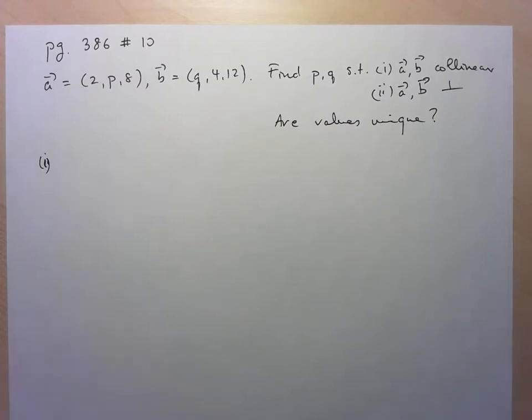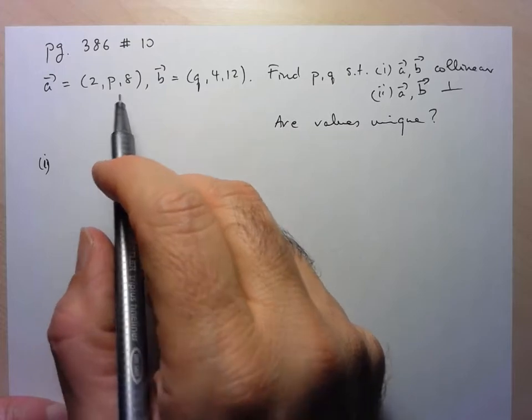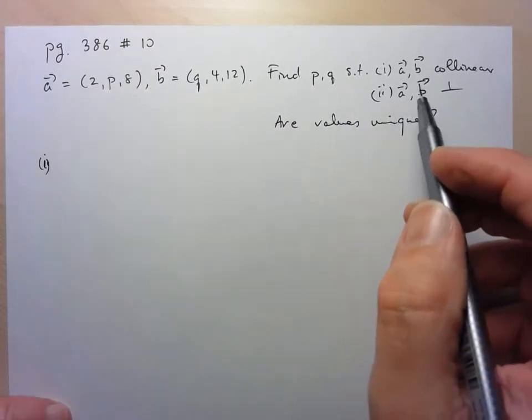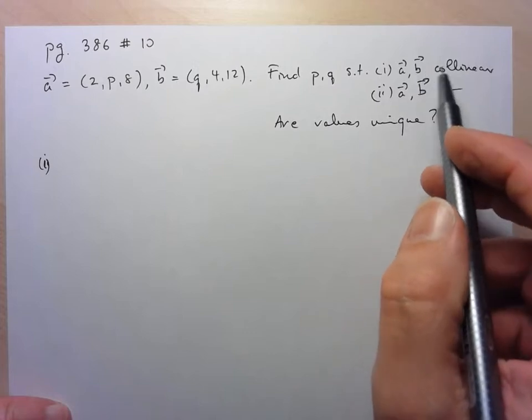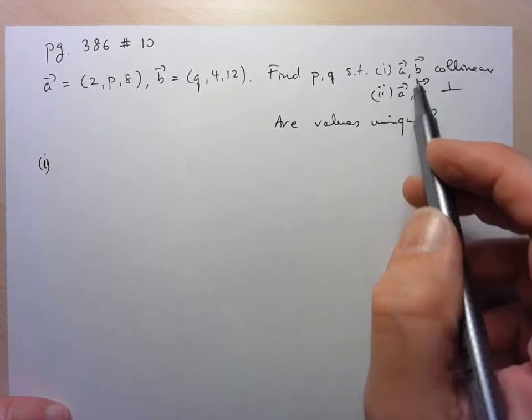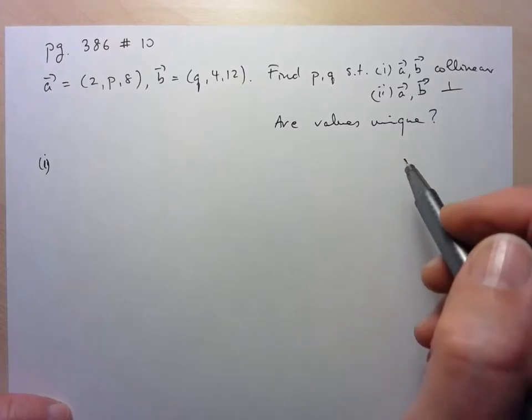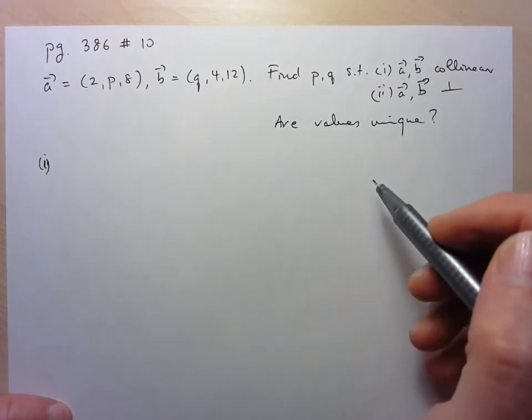Hi folks, we're going to take a look at number 10 on page 386. So they give us these two vectors, each of which has an unknown. And they want us to find these unknowns that are going to make A and B collinear. In other words, A and B are going to be parallel to each other. And in the second case, A and B need to be perpendicular to each other, and they ask us if these values are unique.